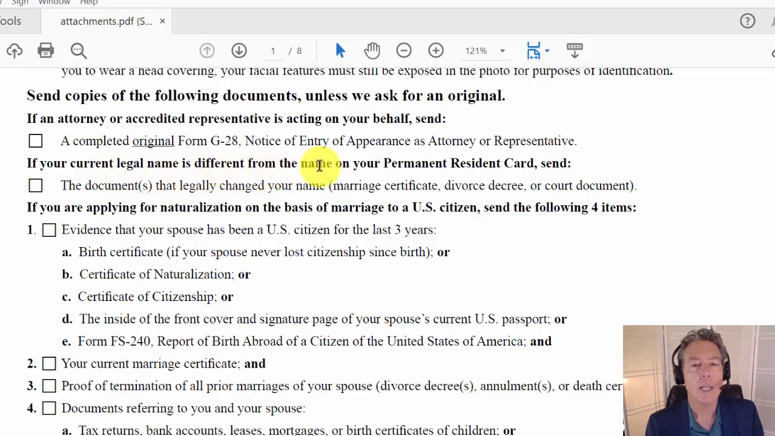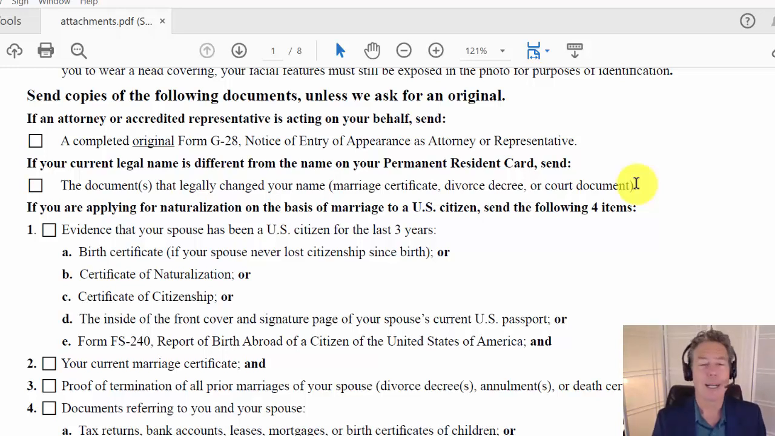If your current legal name is different from the name on your permanent resident card, okay, that does happen sometimes, send the document that legally changed your name: marriage certificate, divorce decree, or court document. So that's important. They want the names to all be the same. Ideally, your name on your birth certificate is going to be the same as on your permanent resident card, and that's going to be what it'll be on your application for your N400.